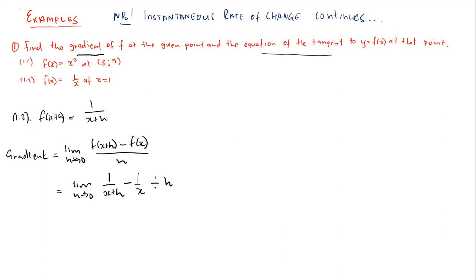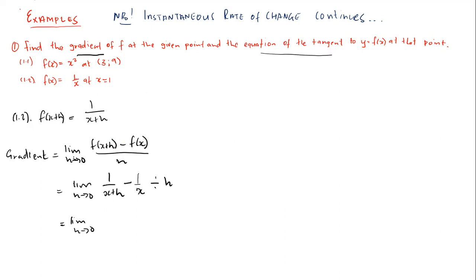I don't want to complicate my stuff here. So now a limit as h tends to approach 0. So now on this fraction, this is what I'm going to do. I'm going to add these two fractions together, but by multiplying both by the denominator.